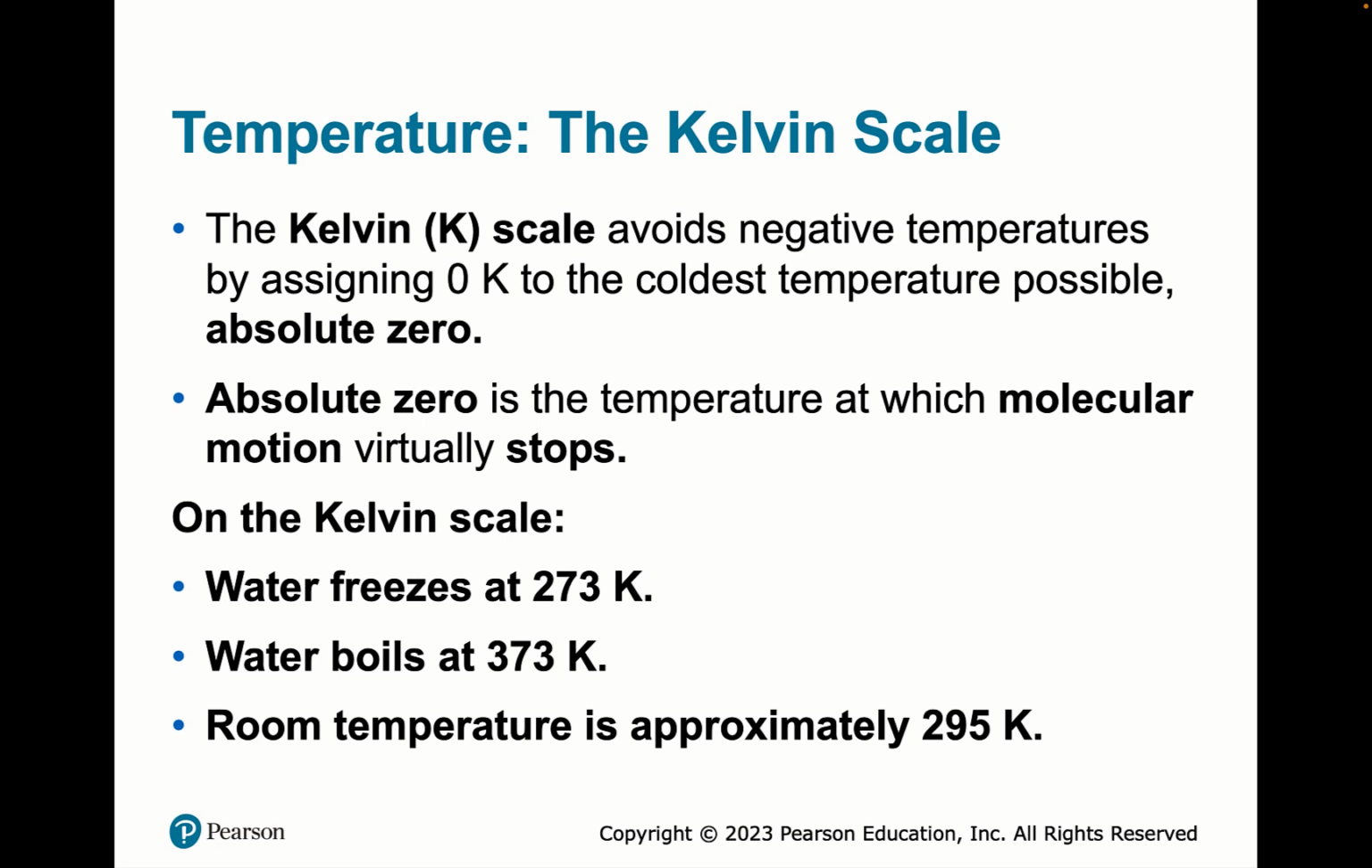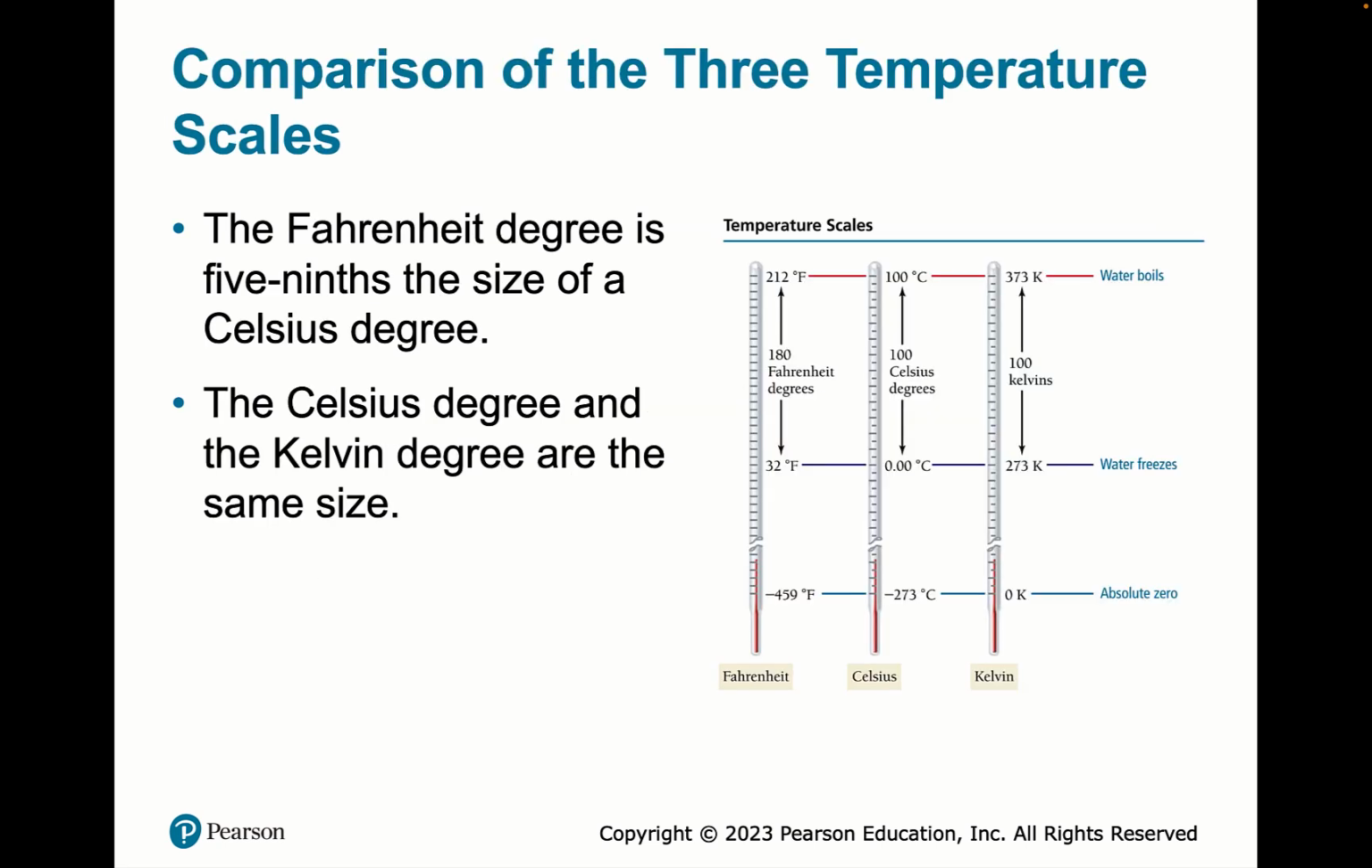So on the Kelvin scale, absolute zero is negative 273.15 Celsius. So at 273 water freezes, water boils at 373. And 295 Kelvin is room temperature. It's going to be kind of a chilly room temperature. It's usually warmer.